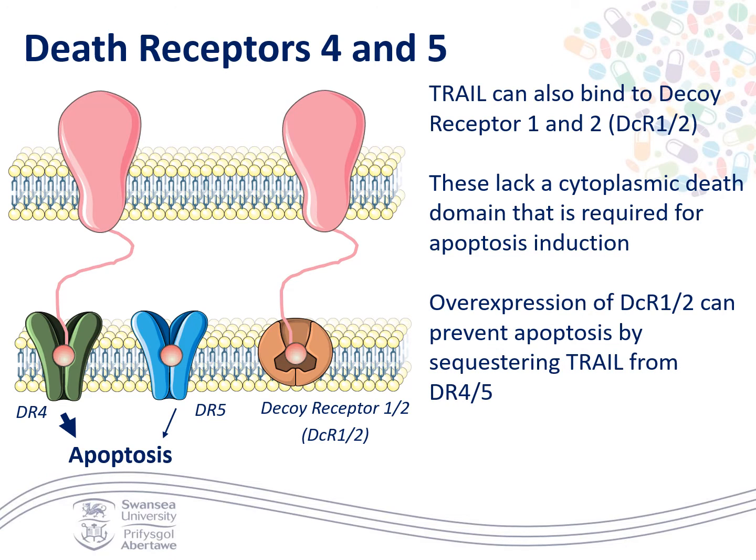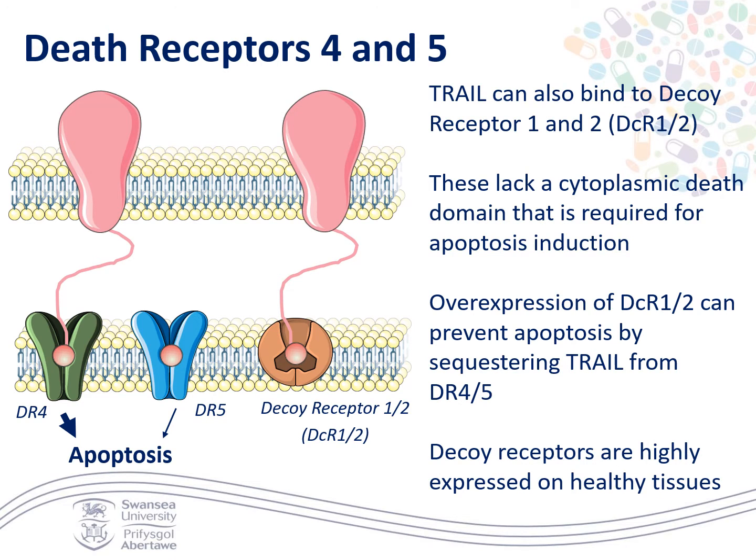As a result, overexpression of decoy receptors 1 or 2 can be used as a mechanism to protect cells from undergoing apoptosis, as it acts to sequester TRAIL away from DR4 and DR5. If, for example, cancer cells then express lots of decoy receptors on their cell membrane, then there is going to be binding of TRAIL to those receptors rather than binding to the DR4 or DR5, so we're not having activation of apoptosis.